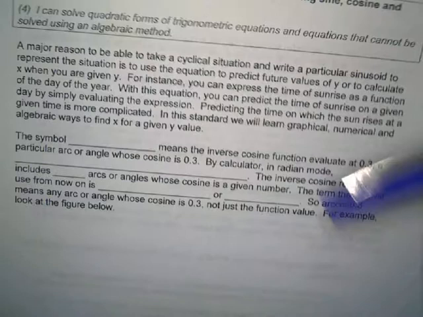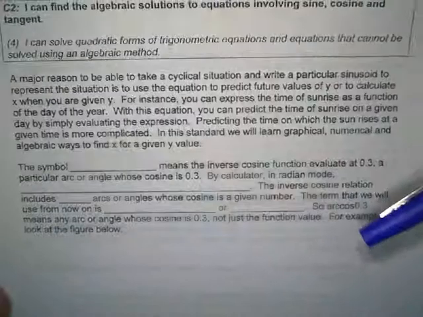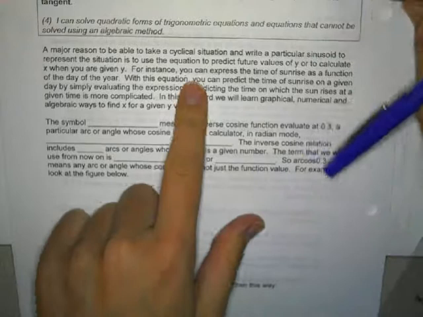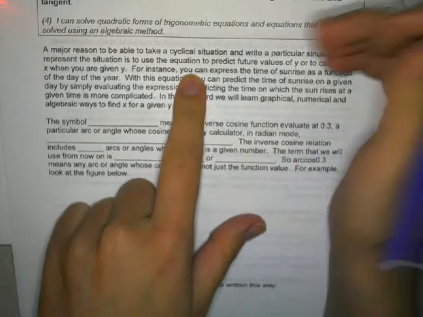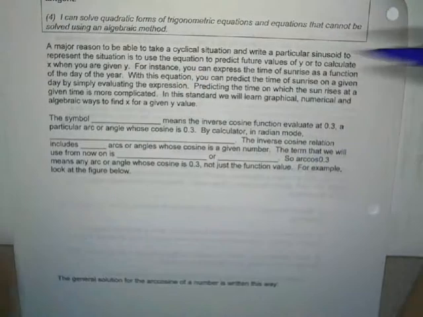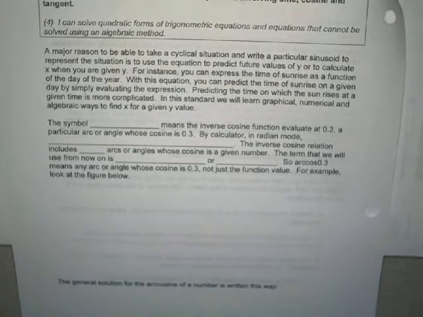Let's jump right in here. A major reason to be able to take a cyclical situation and write a particular sinusoid to represent this situation is to use the equation to predict future values of y, or to calculate x when you're given y. So just like with algebra, the reason we ever find a function is so that we can use it to find future values and to predict things in the future.